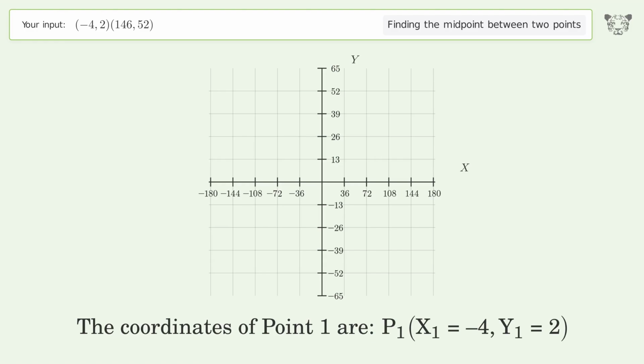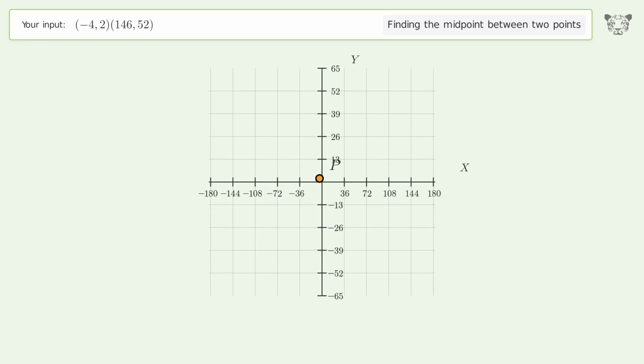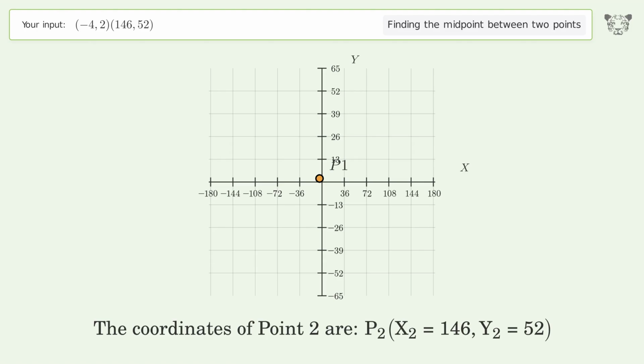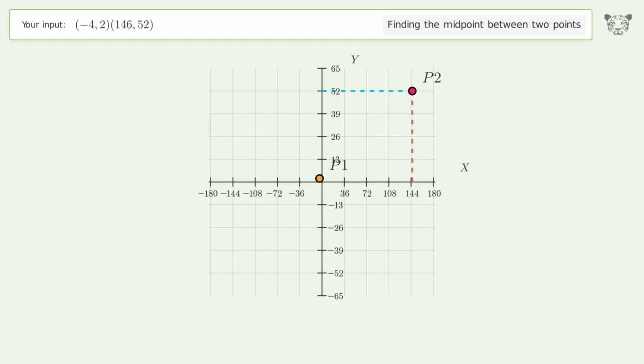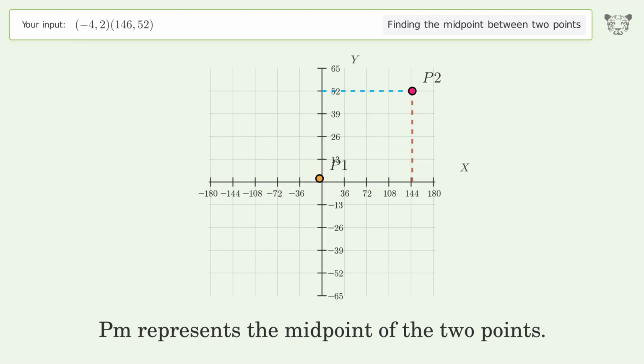The coordinates of point 1 are, x1 equals -4, y1 equals 2. The coordinates of point 2 are, x2 equals 146, y2 equals 52. PM represents the midpoint of the 2 points.